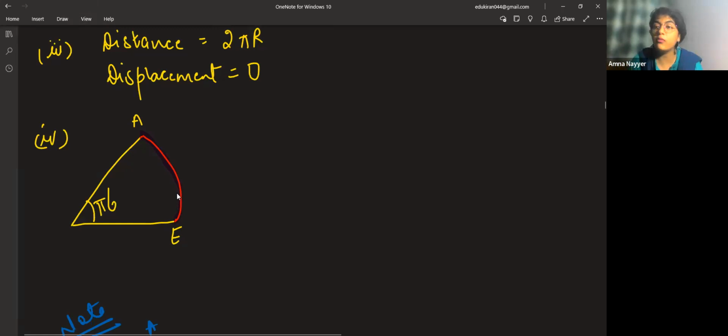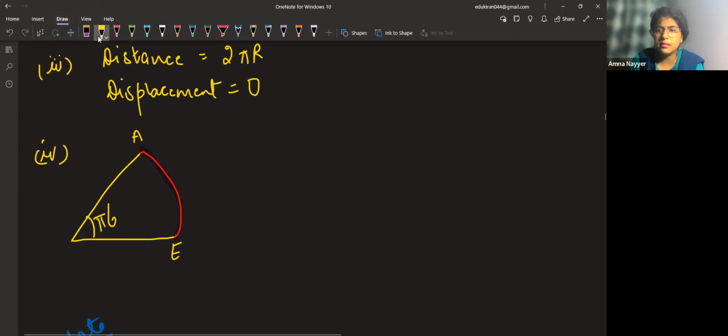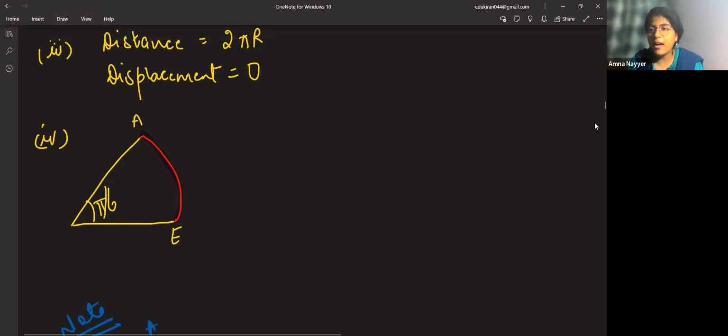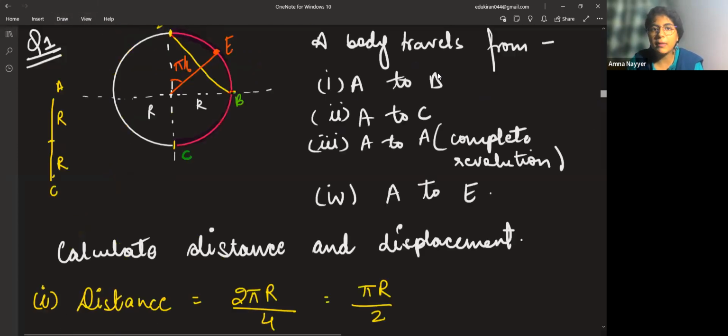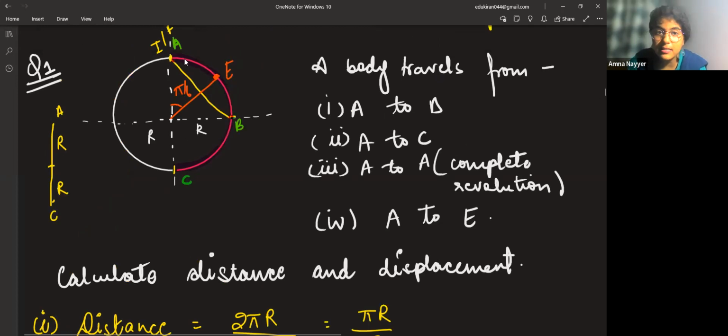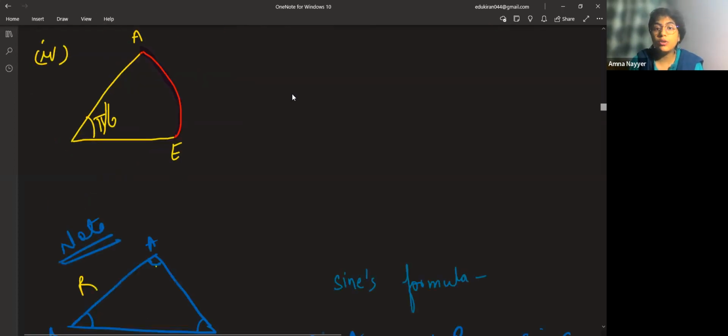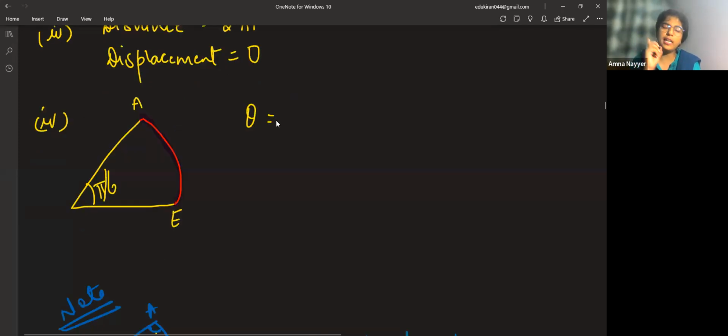So how will you calculate this? 2 pi r divided by what? 1, 2, 3, 4, 5, 6? You have no idea, because this is pi by 6. This is the angle. This is not the side. What I am trying to say is that this is the distance from A to E, and we cannot calculate it just by dividing 2 pi r by something the way we did earlier. So for this we have one relation. You must have studied this in your class 9th or 10th.